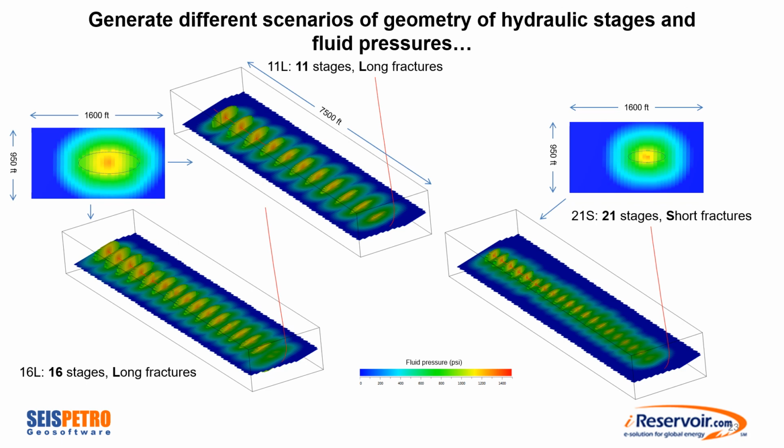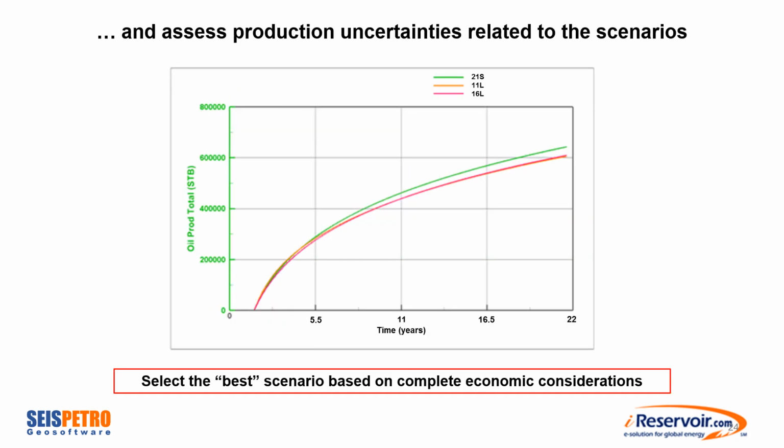Then we import these volumes into a flow simulator. And the goal is to assess the production uncertainties related to the different scenarios. In our particular example, we obtained that the Q production for each scenario after 5 years is very similar for the 3 cases. And we see the benefit of adding more stages only in the long term. Here is the 21 stages case. Of course, this is just to illustrate the workflow and cannot be generalized to all cases. The idea is that at the end of the day, once we've modeled different scenarios that incorporate all our assumptions, we select the best one based on economic considerations.